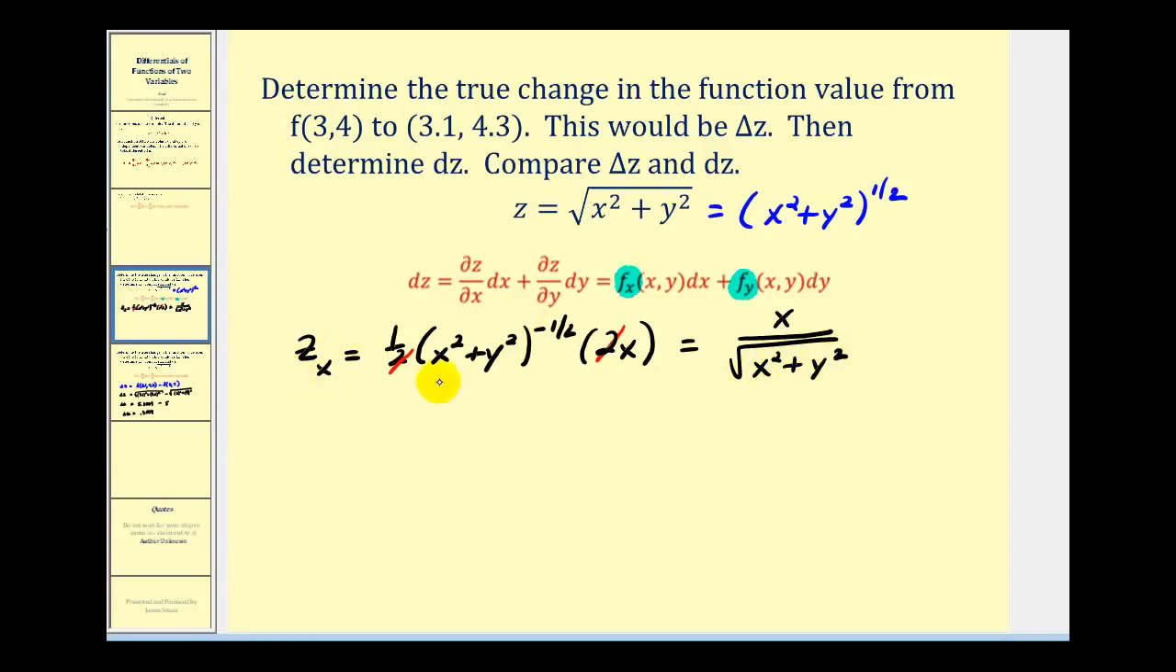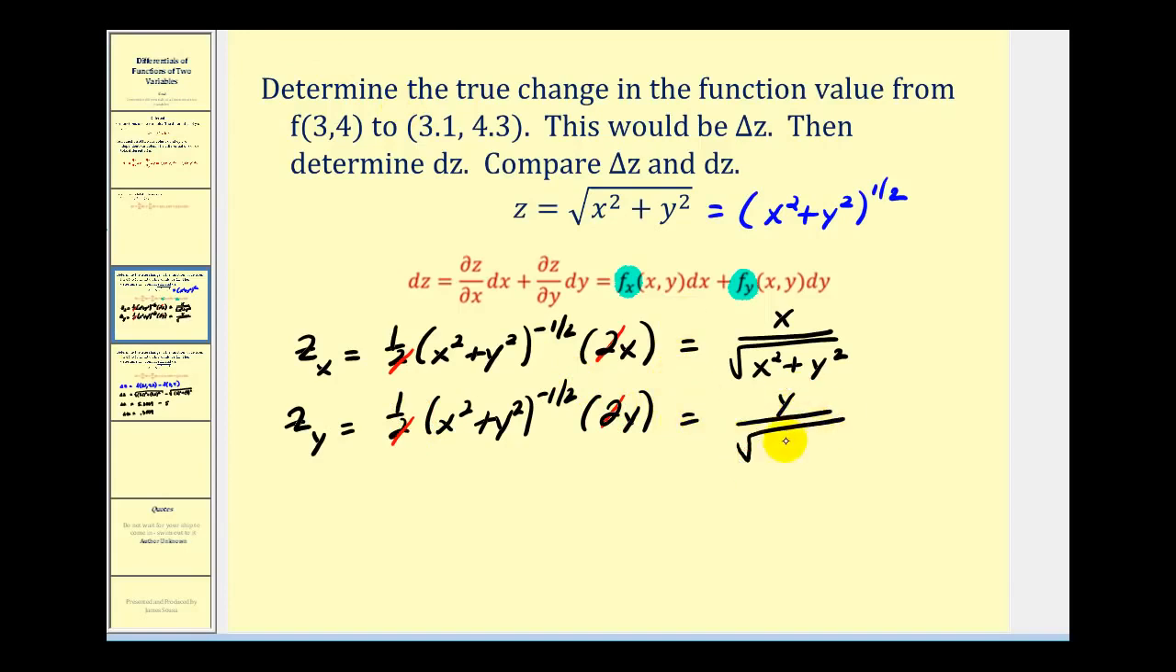Now let's find the partial of z with respect to y. So it's going to be 1/2 times x squared plus y squared to the negative 1/2, and now it's going to be times 2y. This simplifies in a similar way. So we have y divided by the square root of x squared plus y squared.